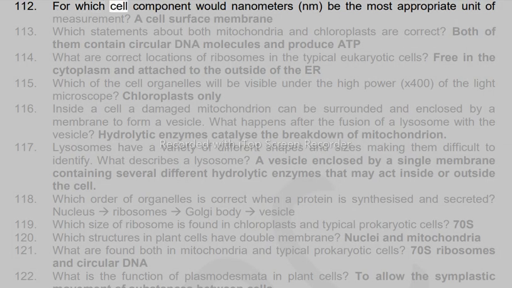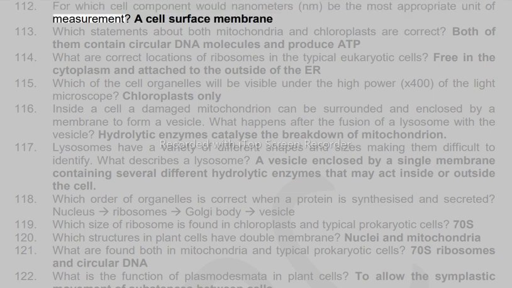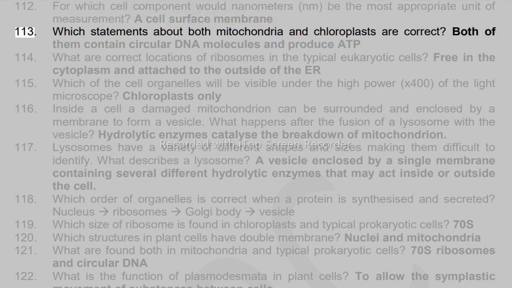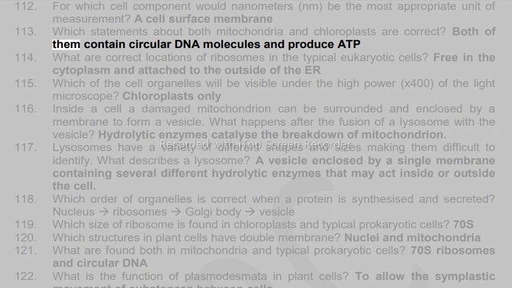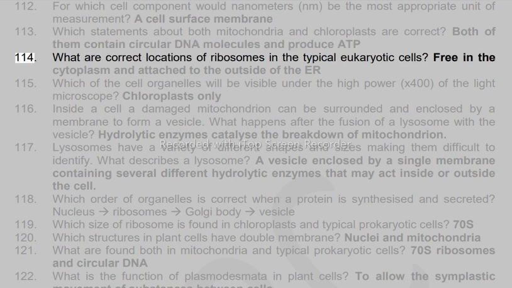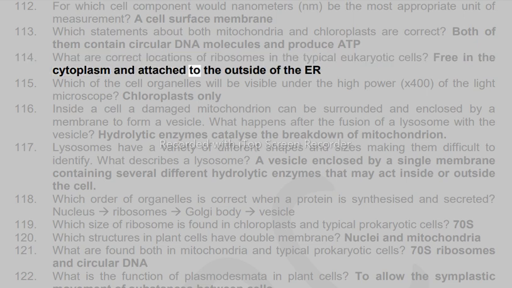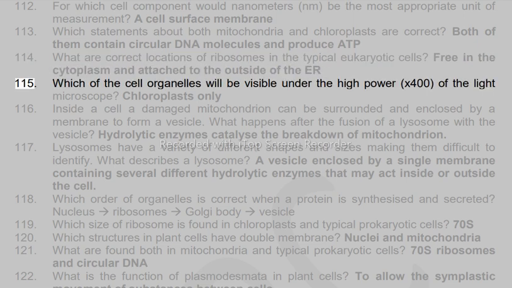112. For which cell component would nanometers, nm, be the most appropriate unit of measurement? A cell surface membrane. 113. Which statements about both mitochondria and chloroplasts are correct? Both of them contain circular DNA molecules and produce ATP. 114. What are correct locations of ribosomes in typical eukaryotic cells? Free in the cytoplasm and attached to the outside of the ER.